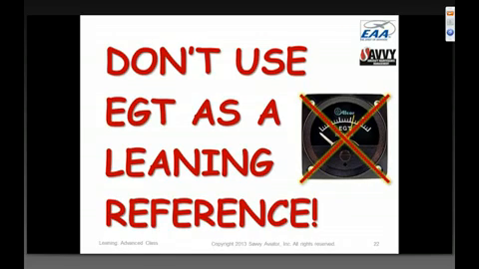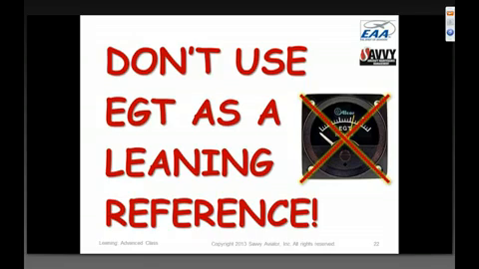Now, I'm going to make a very, very controversial statement that will get a lot of people excited, but I'm going to explain why I'm saying it. I do not recommend using EGT as a leaning reference. We're talking about best economy mixture being 30, 50, 70 degrees lean of peak, and best power mixture being 75 to 100 rich of peak. But I don't recommend that you use your EGT gauge to establish those values.